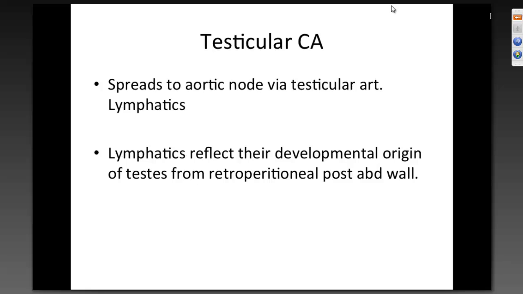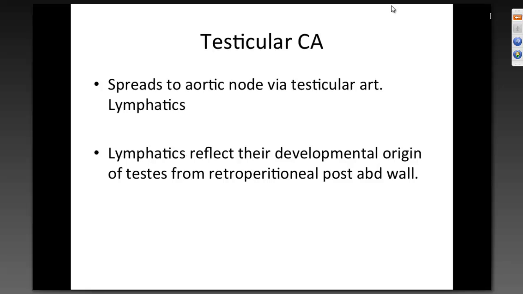And it is why you'll find that one laterality, one side of testicular cancer, tends to be fatal faster than another. They both will be fatal. It's just that one has a more direct route to the heart.